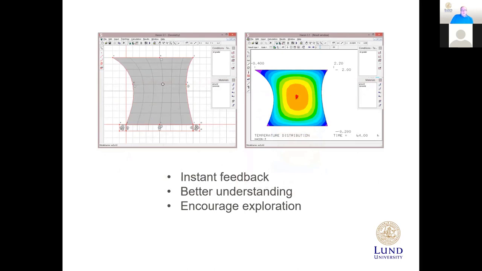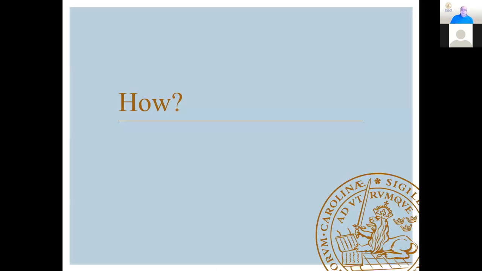So this gives you instant feedback, but also gives you a better understanding of your material, the phenomenon that you're studying. For example, you can see here, if I change this point, this will affect the structure in this way, or the temperature in a certain way. It also encourages you to explore things. So what if I change here, what happens in the structure or the stresses on the other side? One problem here is that calculations can take a long time. So how do we make this happen?